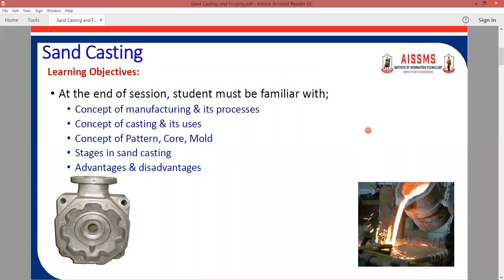Let's talk about sand casting first and its learning objectives. So by the end of this session, students must be familiar with the concept of casting, its uses, the concept of pattern, the core making, mold making, and stages involved in sand casting, advantages and disadvantages of sand casting process.